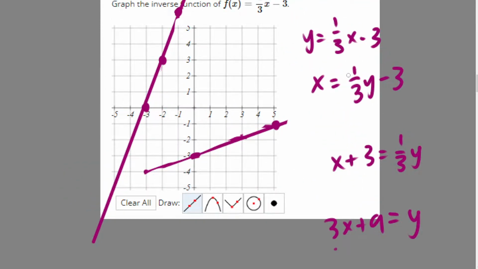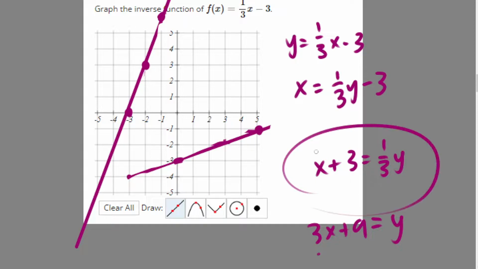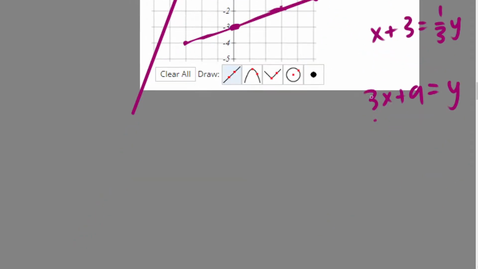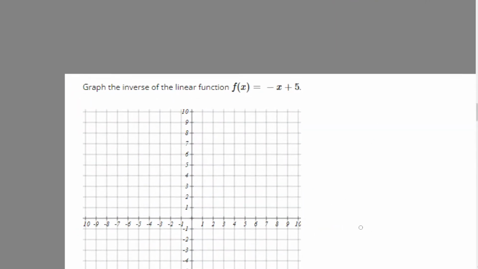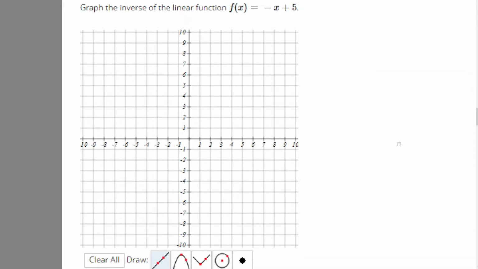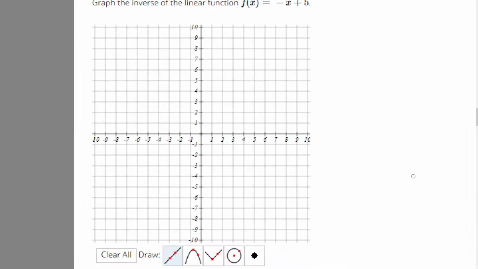It's kind of a weird one to deal with. Basically, you want to find a new equation. You swap the x's and the y's, and that will help you find the new equation for the inverse. And I think that it deals with that in a future problem. We'll see.